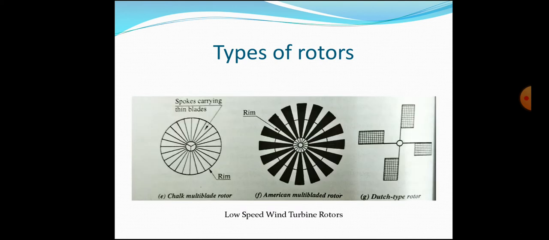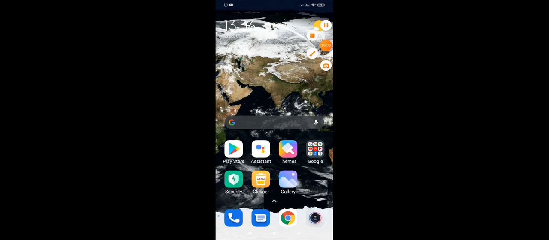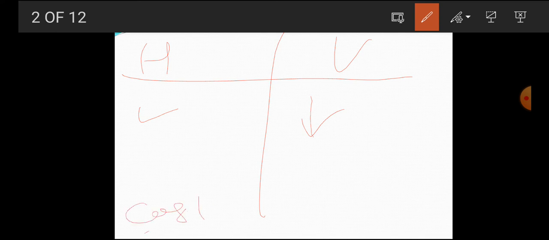Then the third difference is that the power coefficient and the tip speed ratio are high for the horizontal axis, while the power coefficient and tip speed ratio are low for the vertical axis. Then the next difference: initial cost and maintenance cost are high for horizontal, while initial and maintenance costs are low for vertical. Horizontal is suitable for large scale power generation, while vertical is suitable for low scale power generation.